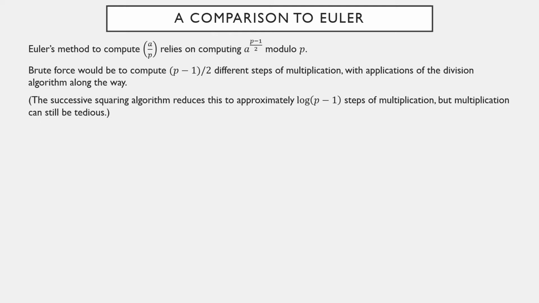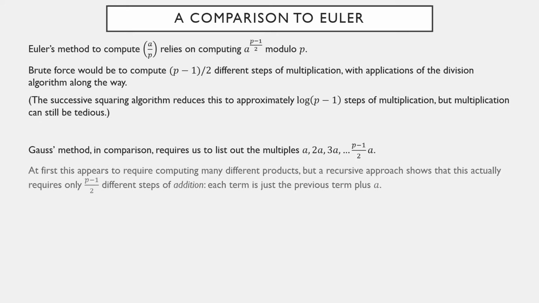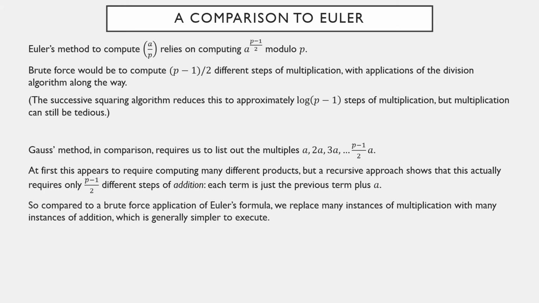But the multiplication can still be fairly tedious, especially when the base is large. Gauss's method, however, says list out all of these multiples. That doesn't actually require multiplication. What it requires is a bunch of steps of addition. To get from a to 2a, just add a. To get from 2a to 3a, just add a. So you're not actually multiplying at all, you are adding. So if I compare the brute force versions, instead of doing a whole bunch of multiplication, we're doing a whole bunch of addition, and addition is usually a lot easier to do than multiplication.